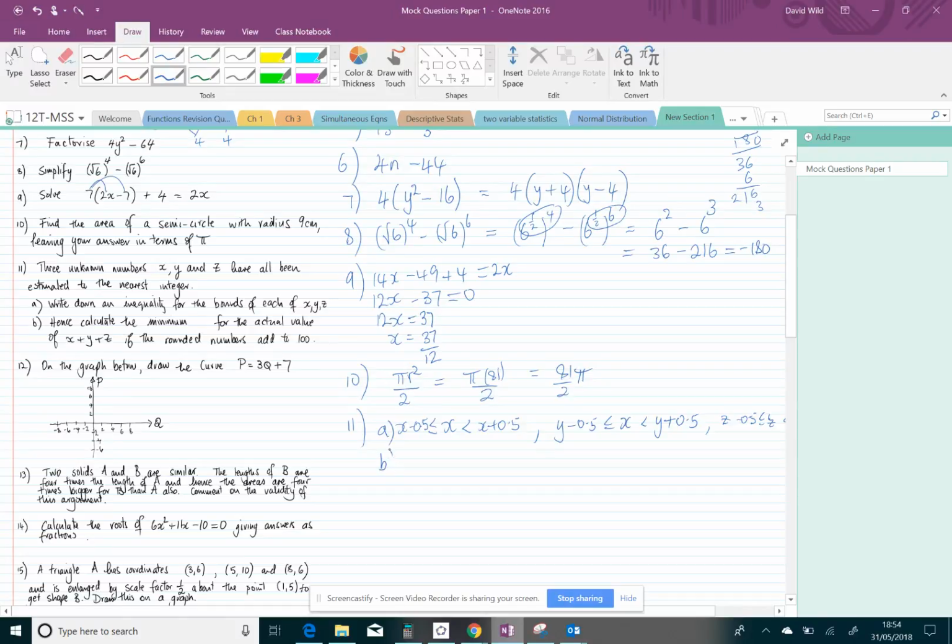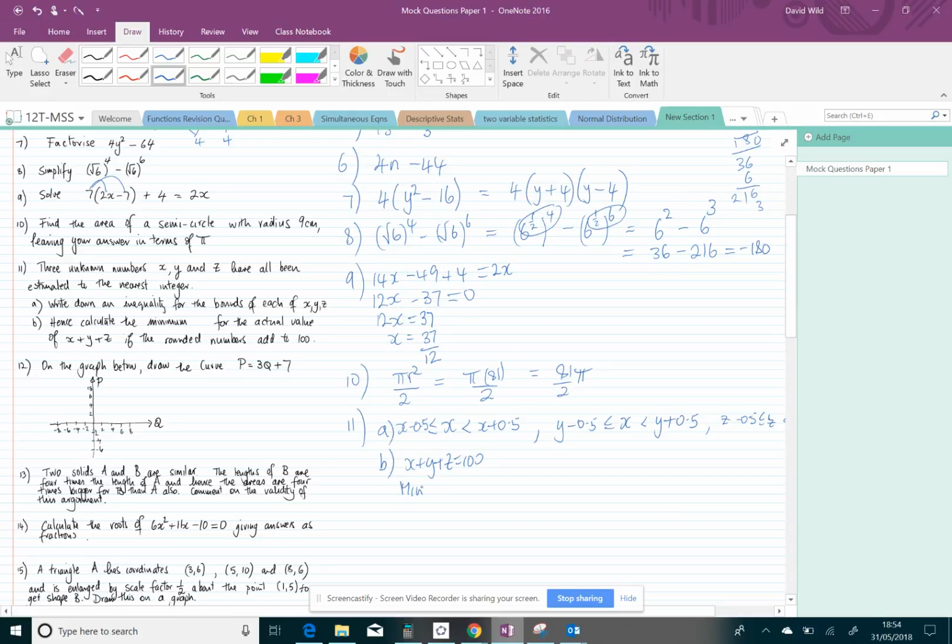So part B now. Hence calculate the minimum value of x plus y plus z if the rounded numbers add to 100. Alright, so the rounded numbers add to 100. So we know that the rounded numbers are x, y, and z. So x plus y plus z equals 100. That's what we're told. And what about the minimum value?